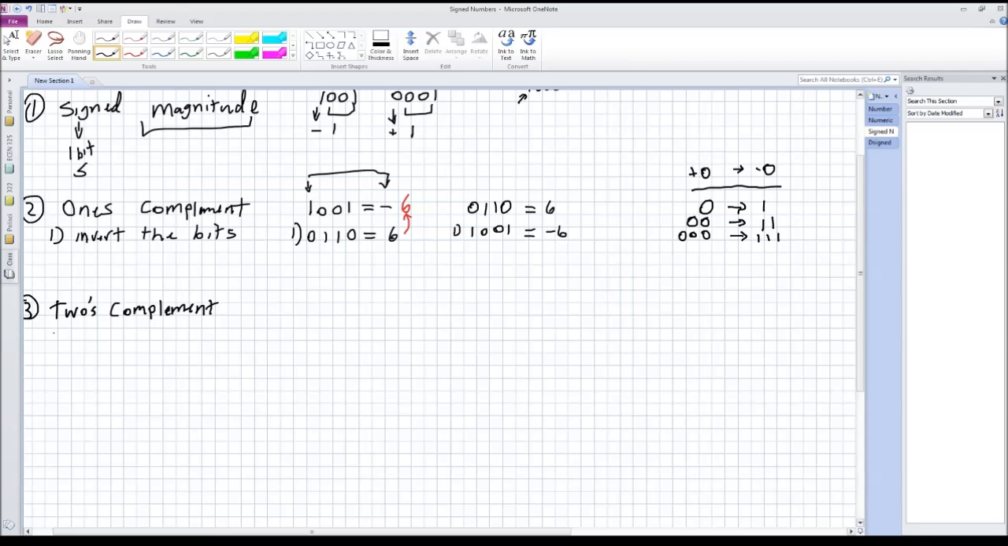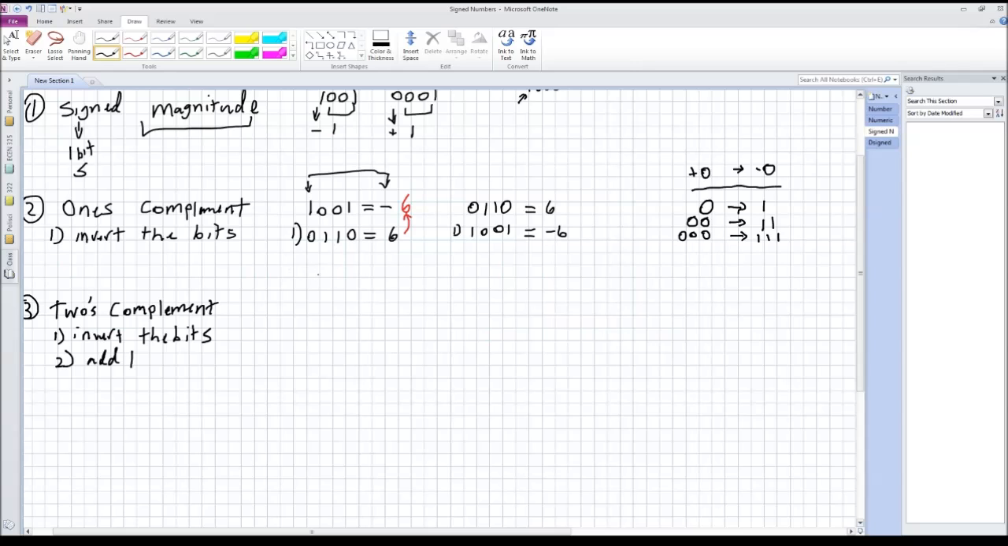So the first thing that you do to compute a 2's complement number is you take the 1's complement, so you invert the bits. But then you do one more step on top of that: you add 1 to it. And this seems a little bit weird. You might be wondering why, but just bear with me. It'll all make sense in a few minutes.